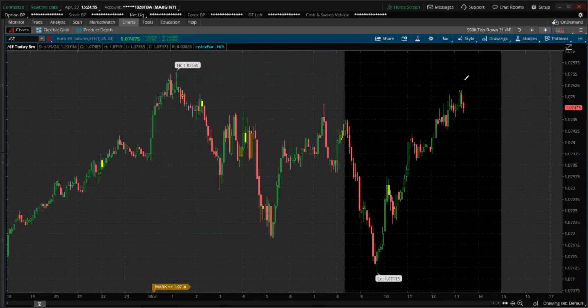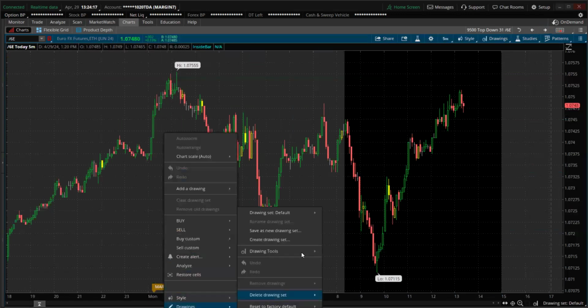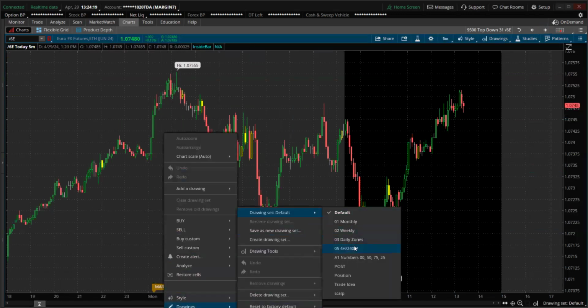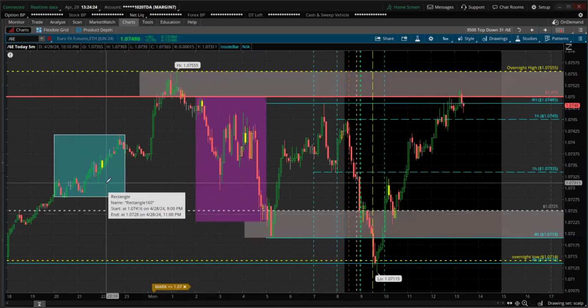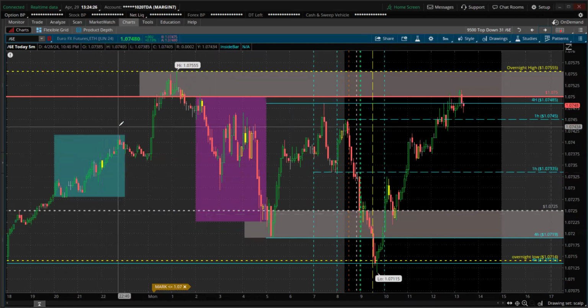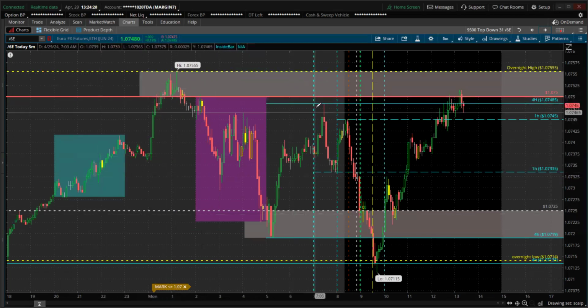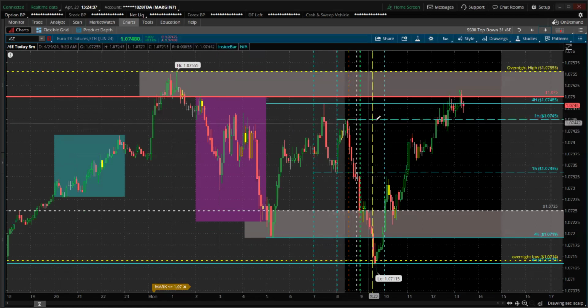Take it to the 5-minute. Okay, the 5-minute chart. These vertical lines, the blue ones, are top of the hours. The orange one was 8:30. Yellow one was 9:30. Significant events happening on those blue ones being the top of the hours. And of course, the yellow one being 9:30 a.m. when the New York Stock Exchange opens.